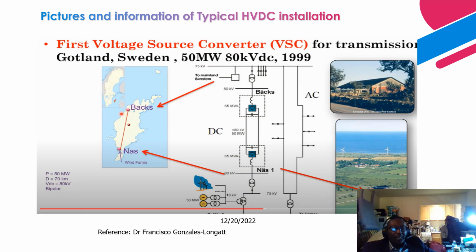Next is another installation, and another great picture. This shows the first voltage source converter that was installed in Gotland, Sweden. It was 50 megawatts at a voltage level of 80 kilovolts, and it was installed in 1990. That was when voltage source converter technology emerged as a way of mitigating the drawbacks experienced with the current source converters, that is, line commutated converters.